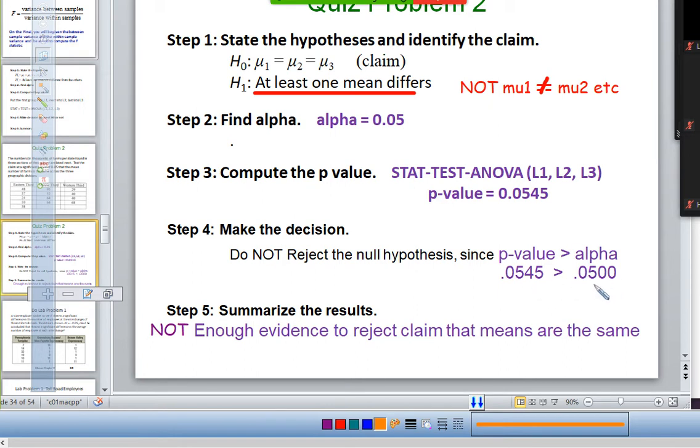So you can see it's easier. 545 is greater than 500. My p-value is bigger, so I'm going to do not reject the null hypothesis. There's not enough evidence to reject the claim that the means are the same. So that's what you guys should have.